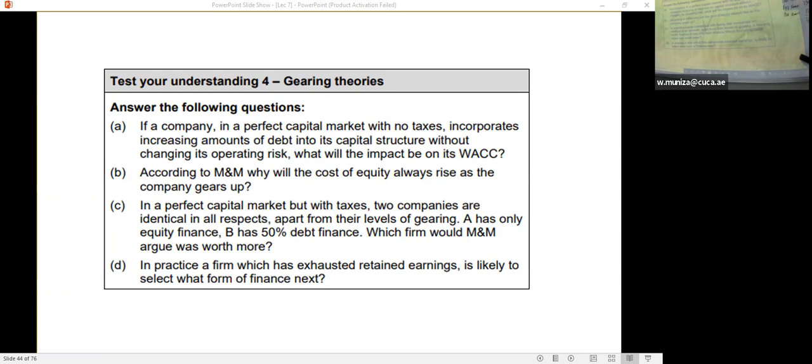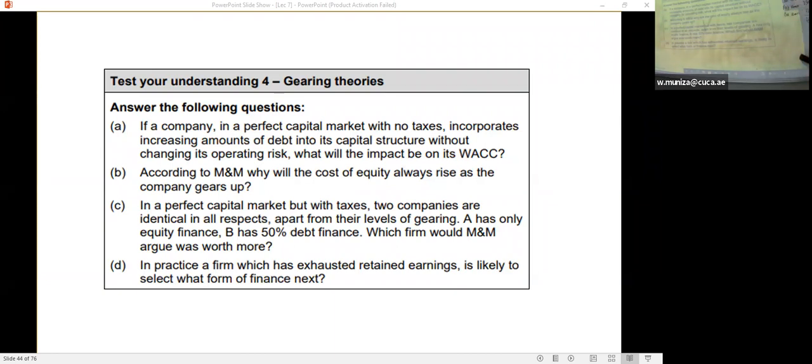With no tax, what are we going to say? With no tax, the benefit which we are taking by increasing the level of debt is going to be completely offset by the increase of the cost of equity. So WACC is going to remain unchanged, no effect. Okay, in the perfect capital market, this is the first part of MM.